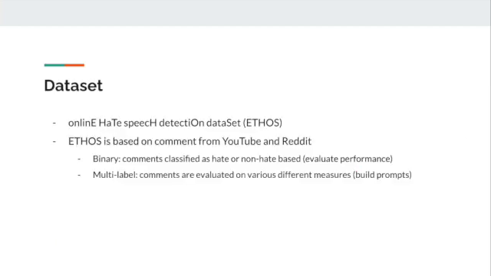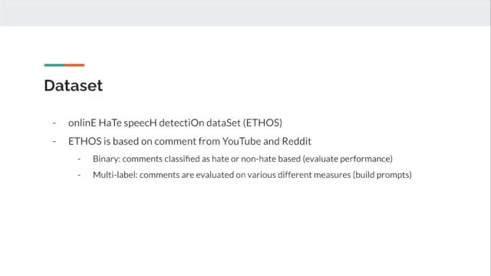For our dataset, we used the Ethos Online Hate Speech Detection Dataset. It is built from YouTube and Reddit comments, validated through a crowdsourcing platform. It has two subsets, one for binary classification and the other for multi-label classification. The former contains 998 comments, while the latter contains fine-grained hate speech annotations for 433 comments.